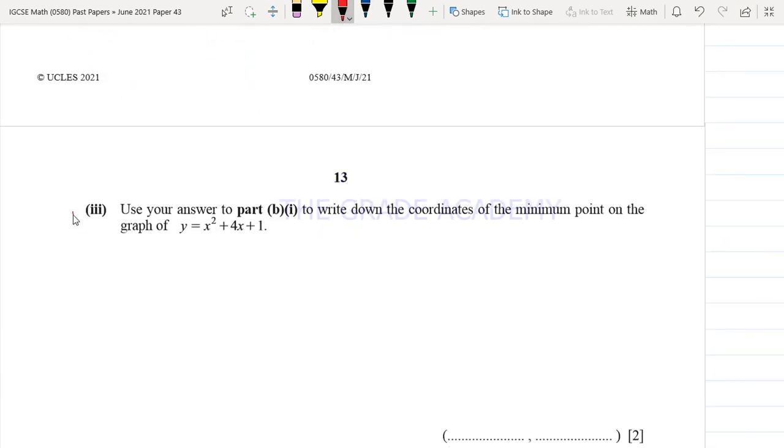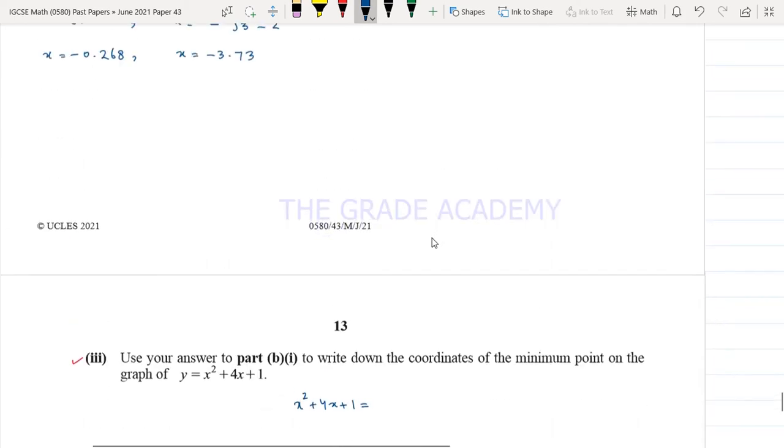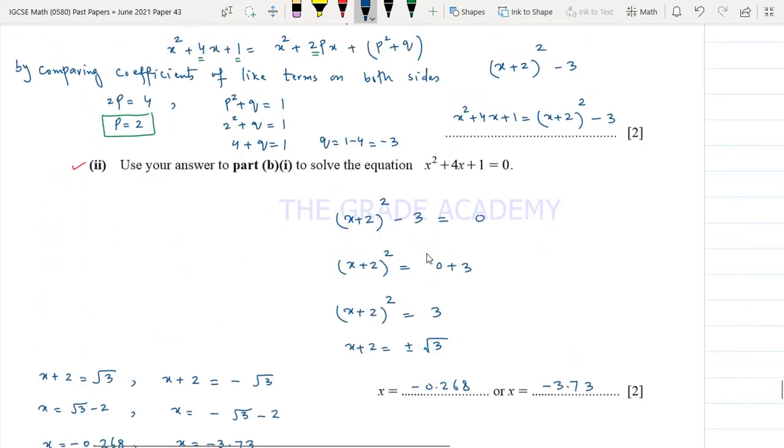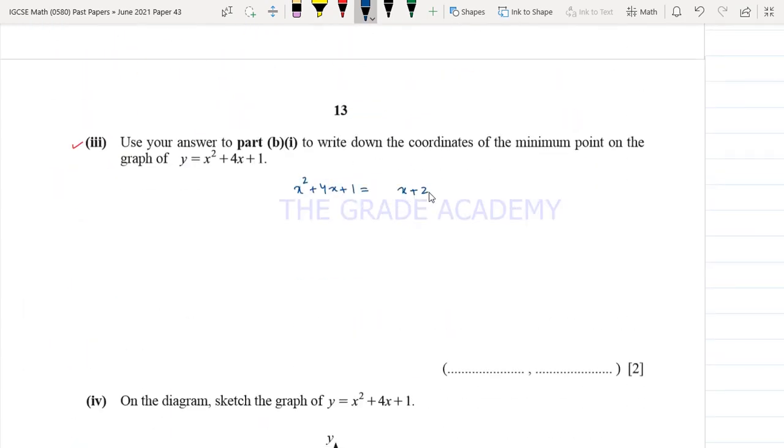Now, this is the third part of the question. Use your answer to part B1 to write down the coordinates of the minimum point on the graph of this. So, as in part B1, we have written x squared plus 4x plus 1 in completing square form as x plus 2 whole squared minus 3. So this is x plus 2 whole squared minus 3.